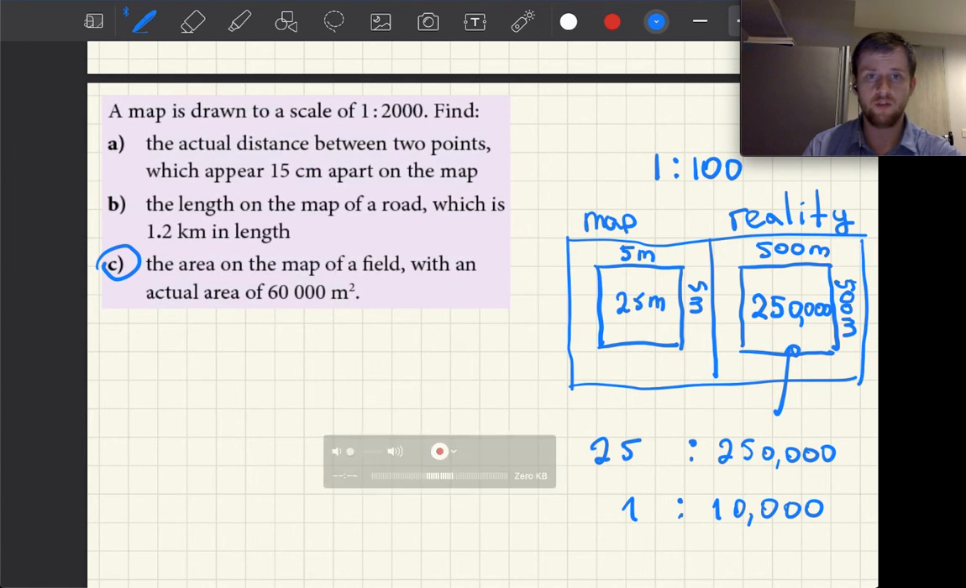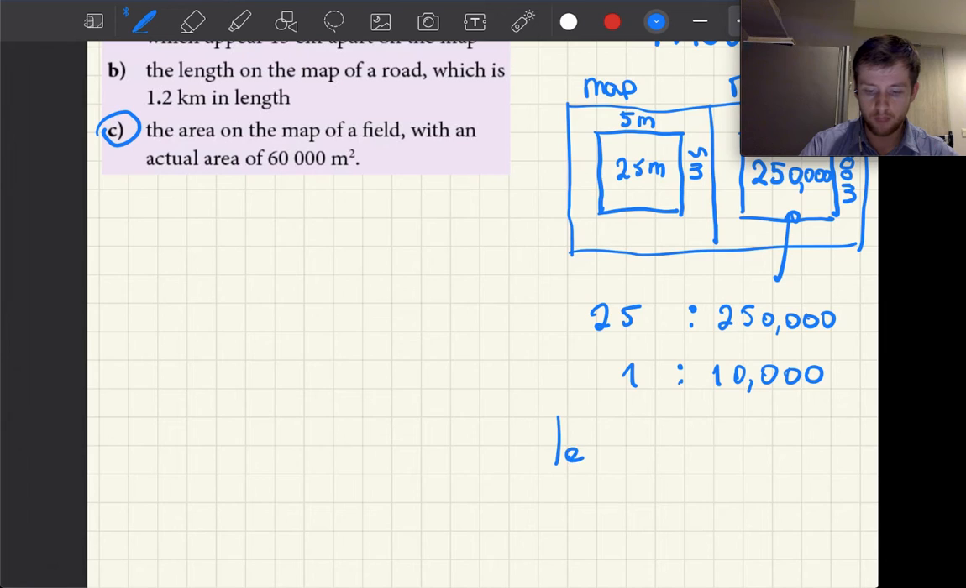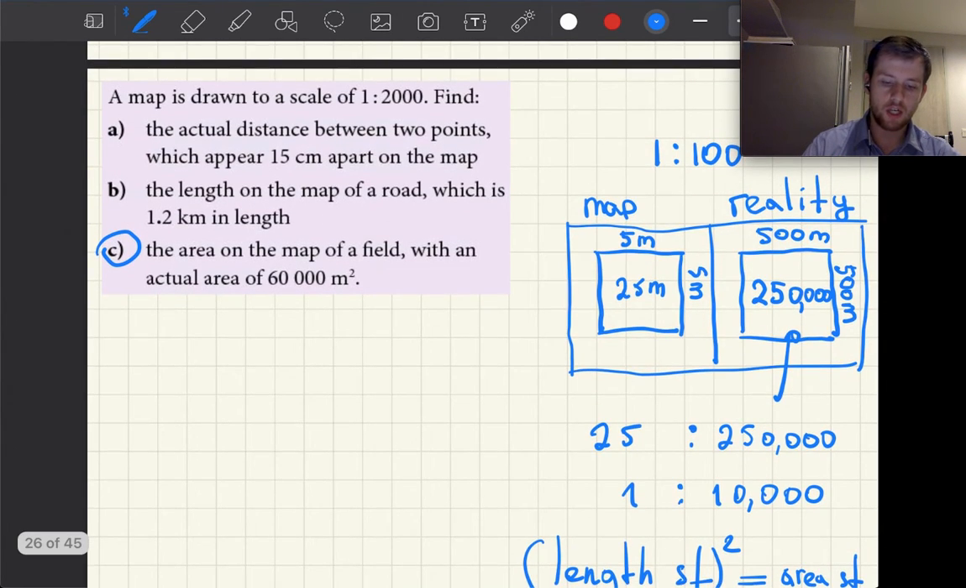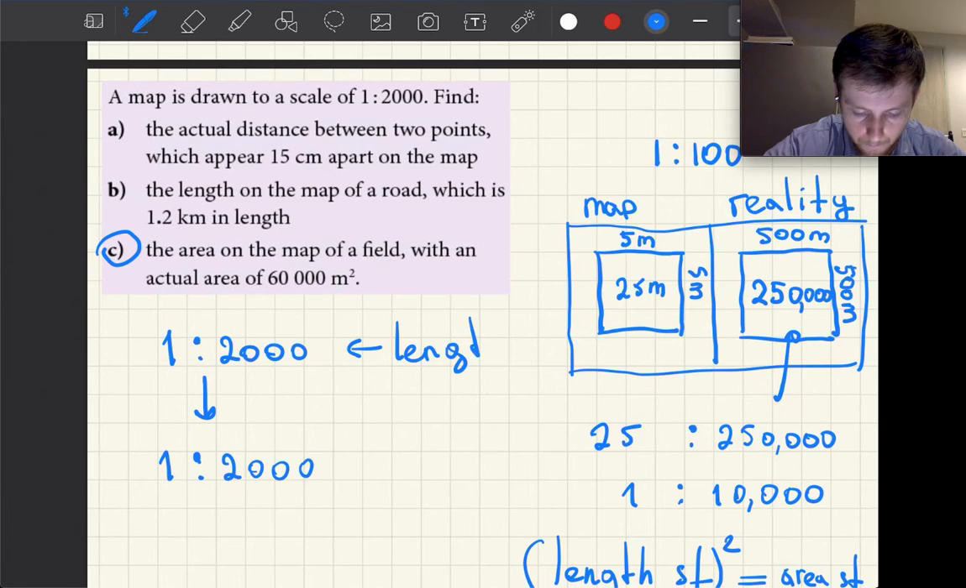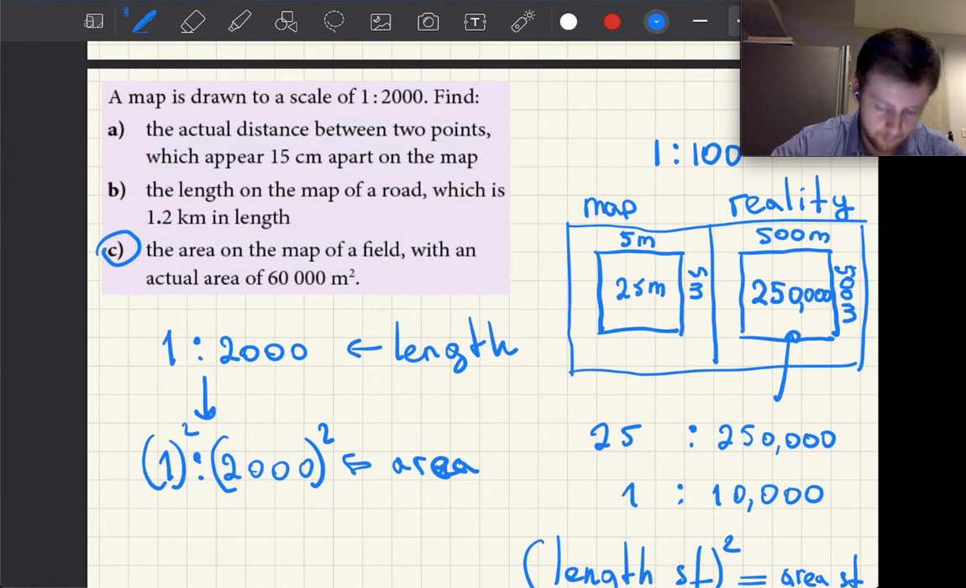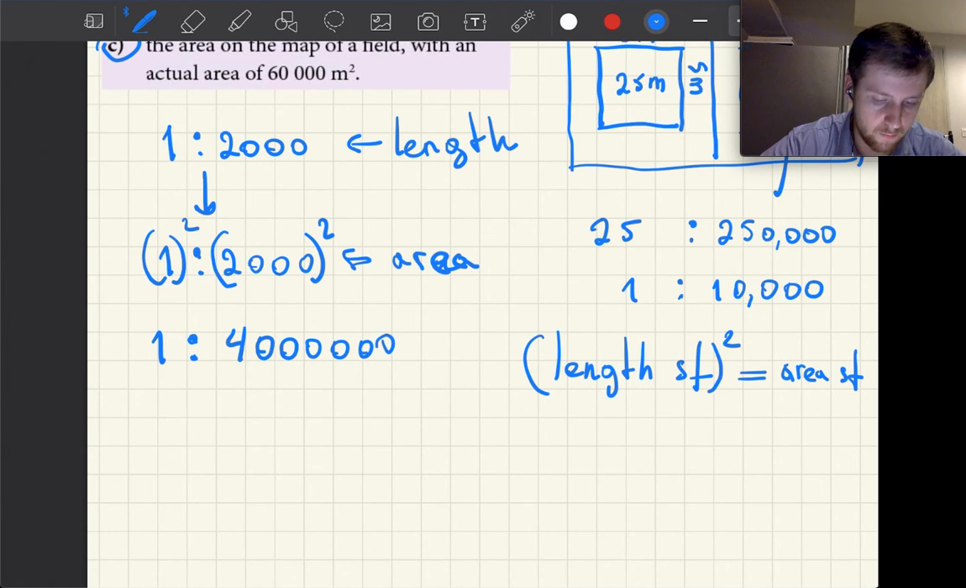So why does this happen actually? Why is it so confusing for areas? Well, because there is an easy formula. The scale factor of length squared is equal to the scale factor of areas. So for example here, if we have 1 to 2000, the scale is always a length scale factor, right? So for area, the scale factor will become 1 to 2000 squared. So that's going to become 1 to, what's this going to be? It's going to be 4 million. 1 to 4 million, right?